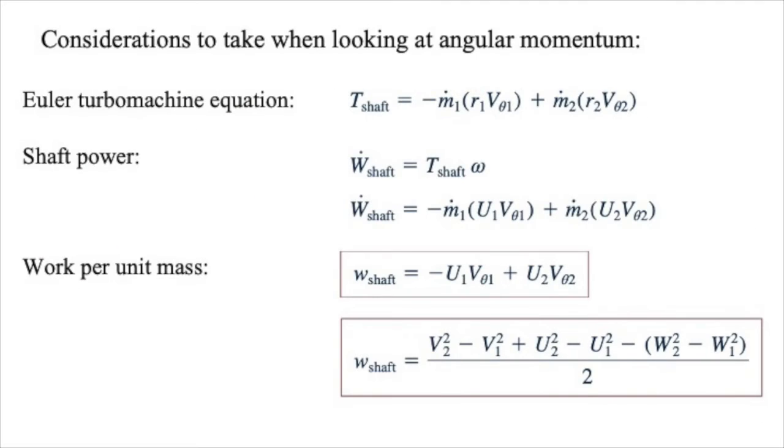When taking into consideration angular momentum, the following equations can arise. We have the Euler turbo machine equation, an equation for shaft power, and an equation for work per unit mass. The most effective pump will have kinetic energy increasing, flow radially outward, and flow decelerated within blade passages. The most effective turbine will have kinetic energy decreasing, flow radially inward, and flow accelerating within blade passages.